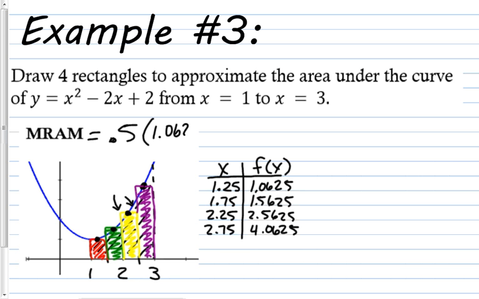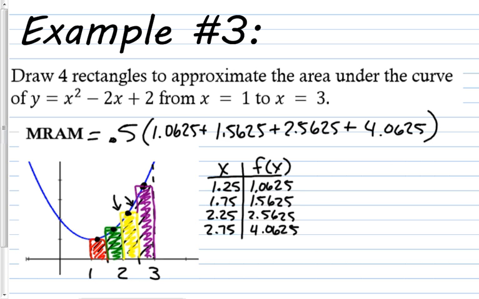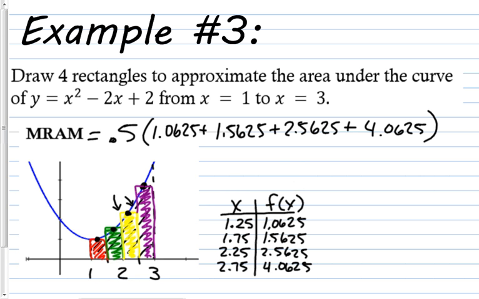1.0625 plus 1.5625, etc. All right, so you add them all up, and then we get our answer. 0.5 times 9.25. And then if you actually multiply that, it's 4.625.